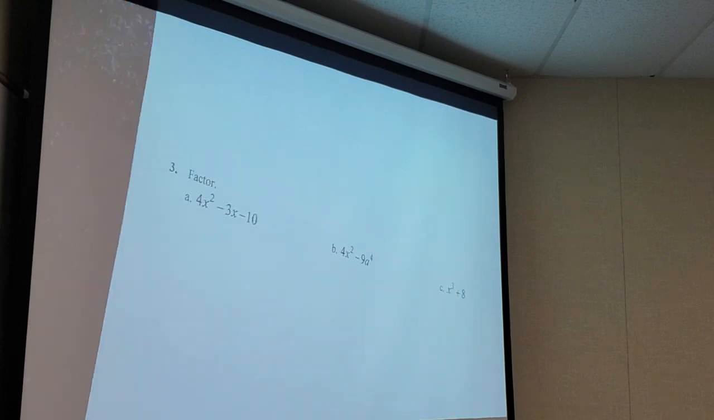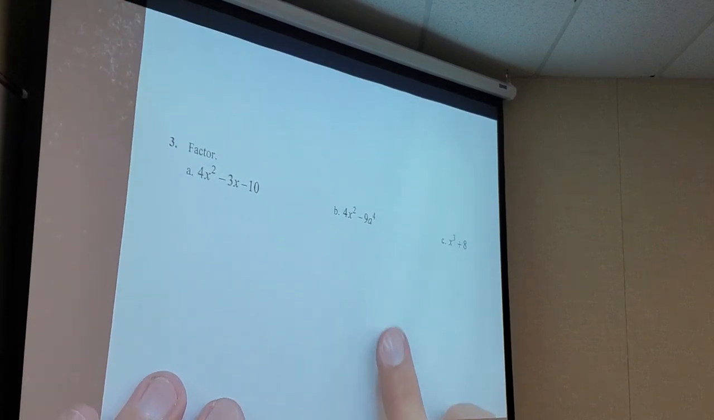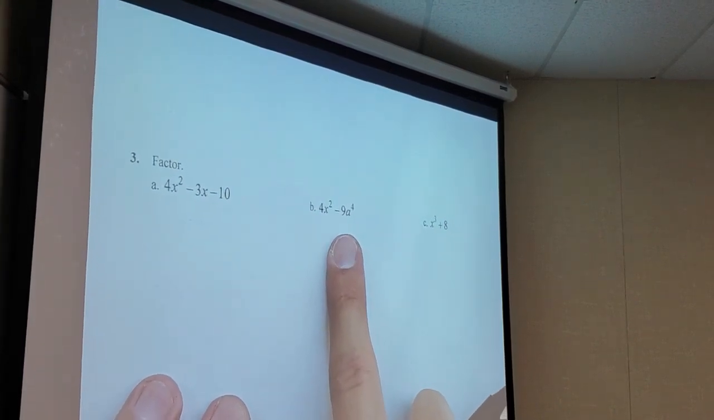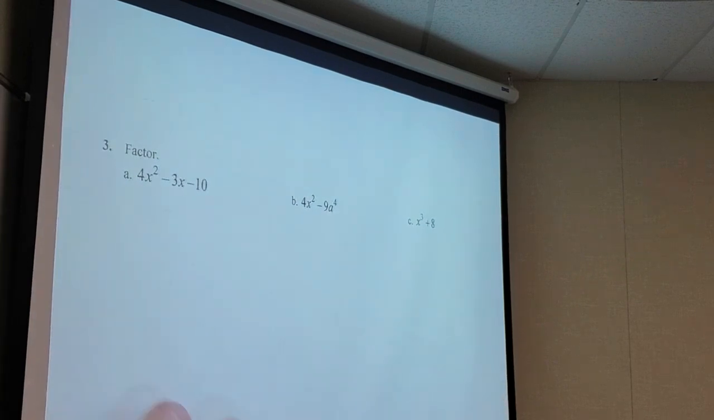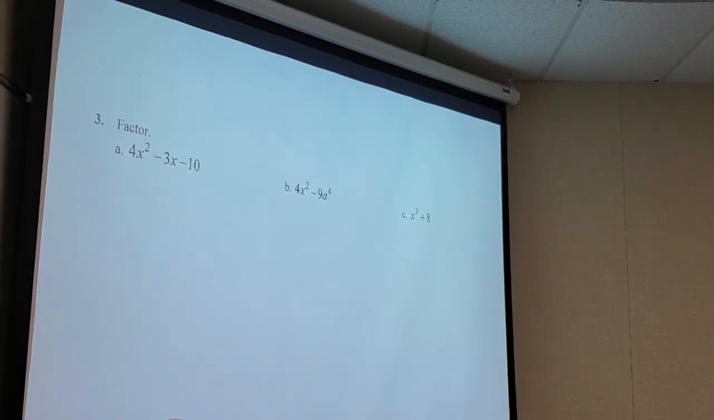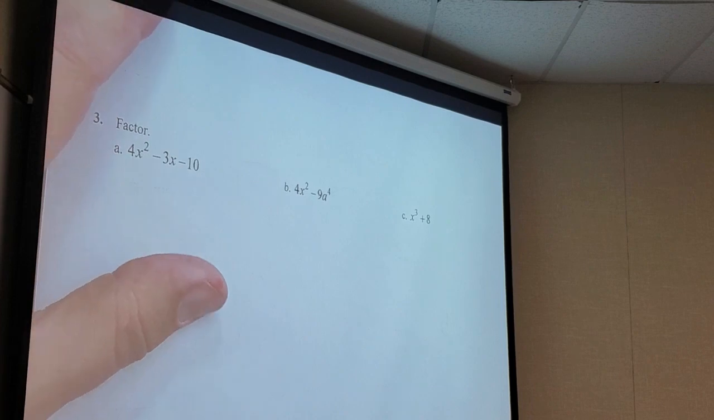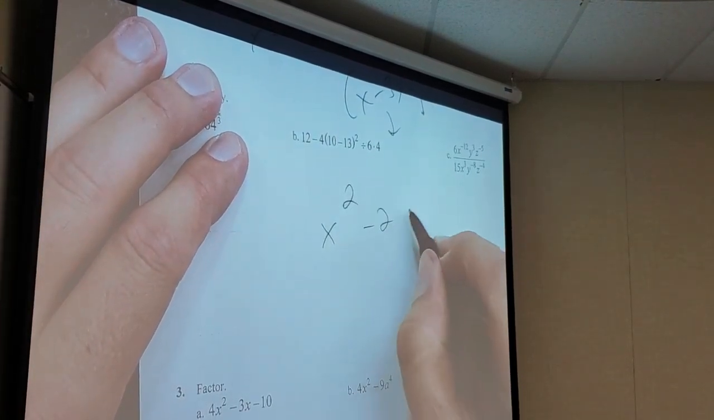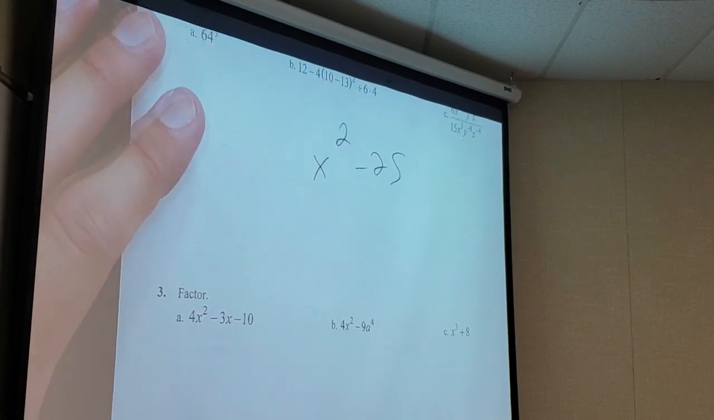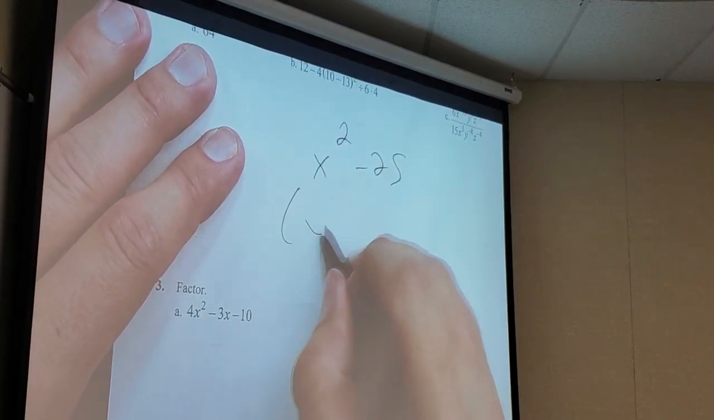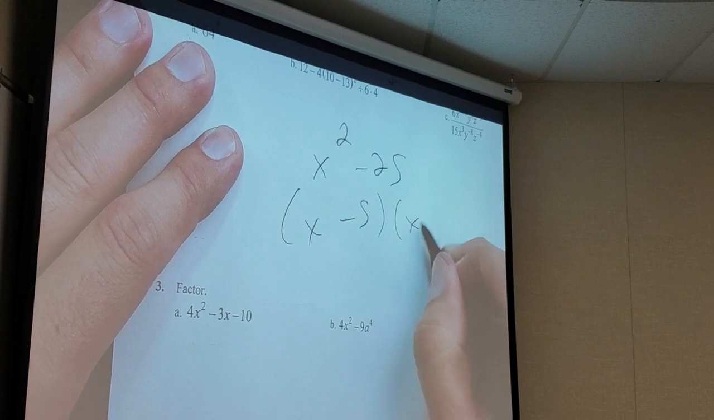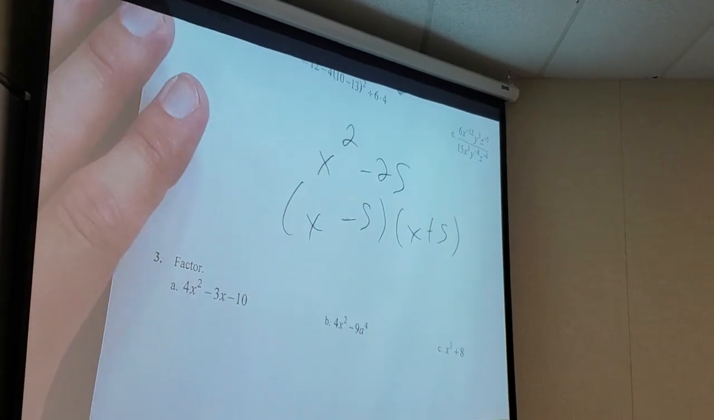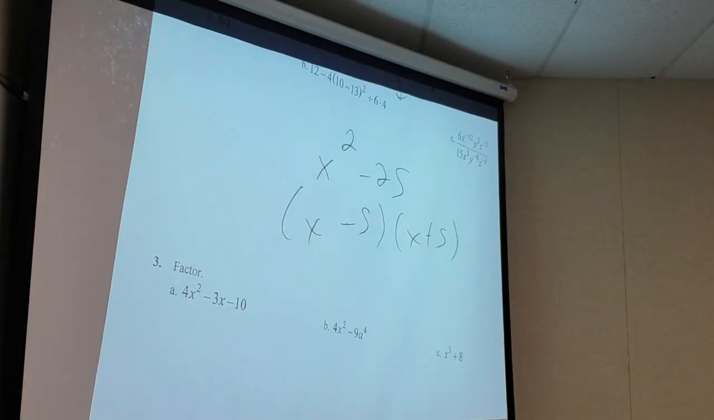Okay, that's the first problem. What about part B? So let me do an easier example of part B. Does anyone know how to factor x squared minus 25? Yes. x minus 5? Yeah. Why does that work? What's the middle term? Is there a middle term?